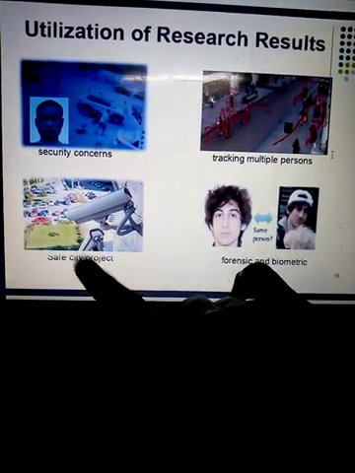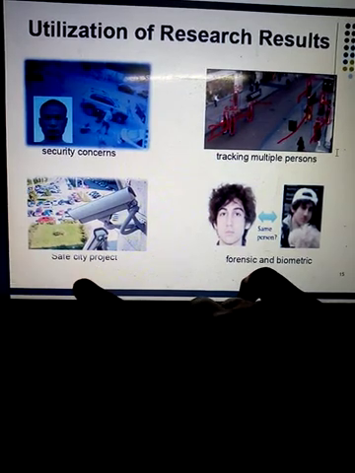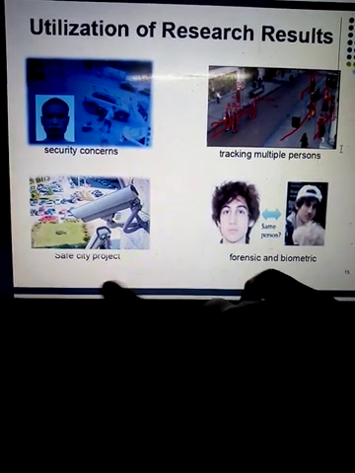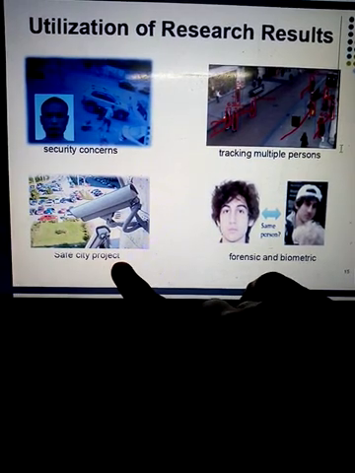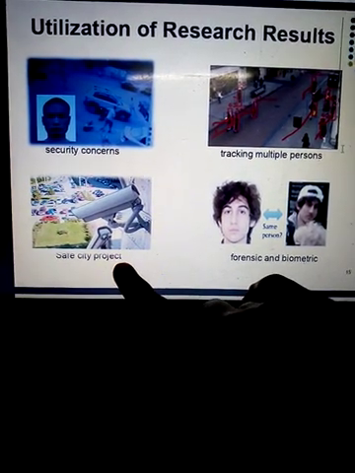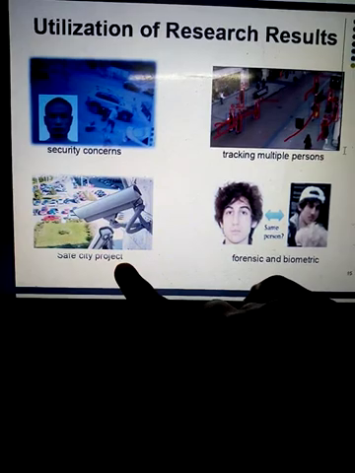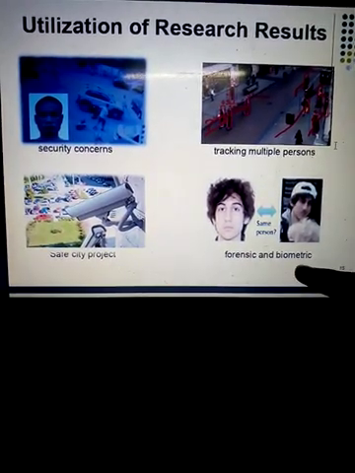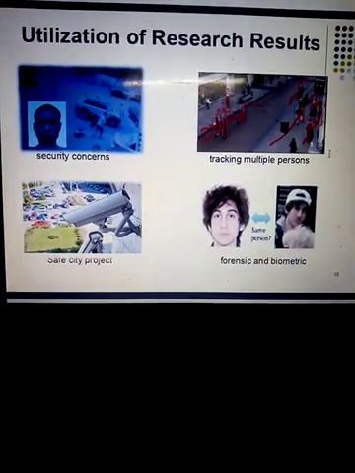Safe city project: the best motivation we got to choose this project is that it is a safe city project. In Islamabad and other cities, almost 10450 cameras are installed in different places. They are also used in forensic and biometric applications.